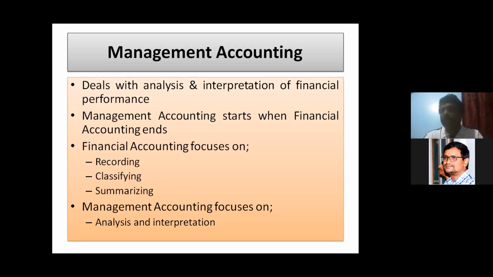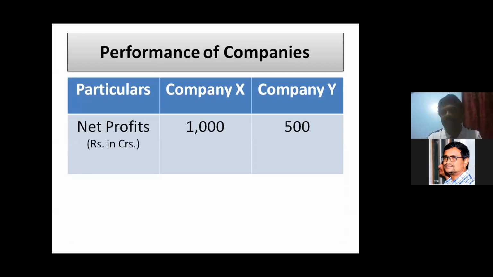And just to make a comparison between financial and management accounting once again, financial accounting focuses on recording, classifying, and summarizing of the business transactions. And we saw recording is done through the journal, classifying is done through the ledger, summarizing is done through the trading P&L, appropriation accounts, and the balance sheet. But management accounting focuses on analysis and interpretation. So let us swiftly understand what this analysis and interpretation means.